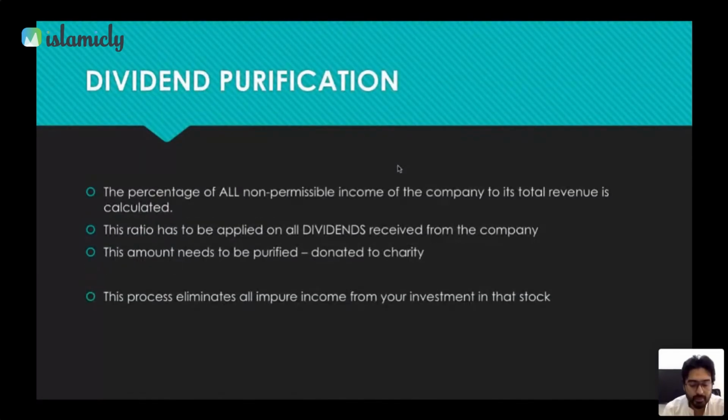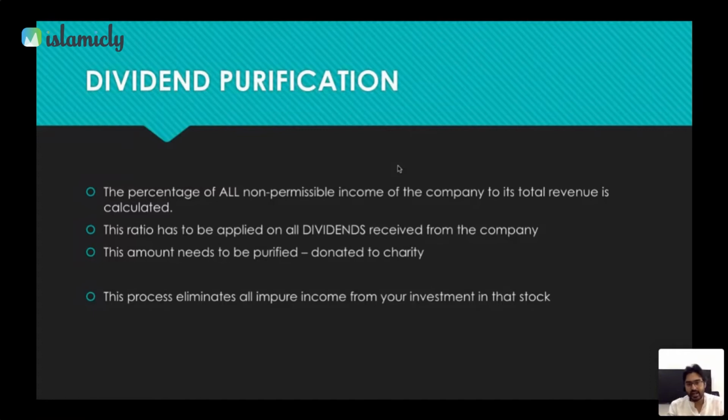Okay, so dividend purification is, as I've been saying, that the 5% threshold is allowed while passing a company from a business sector perspective. That 5% or less of impure income has to be purified. The percentage of all non-permissible income of the company to its total revenue is calculated. This ratio has to be applied on all dividends received from the company.